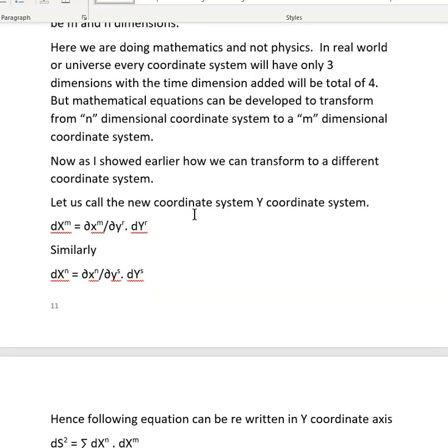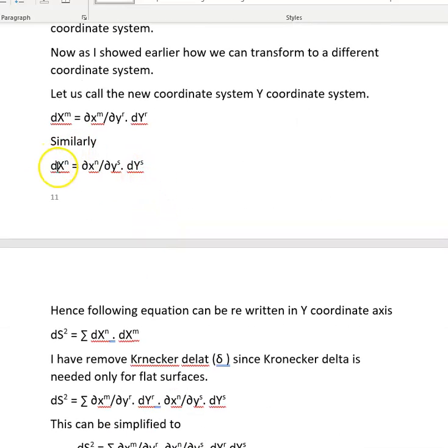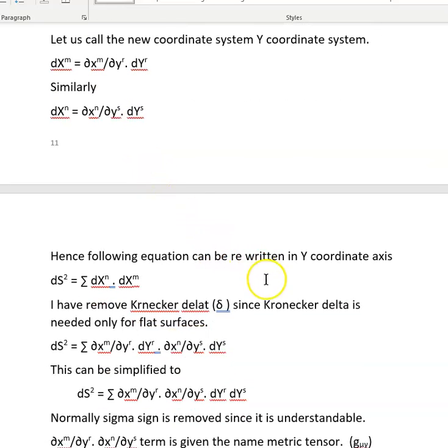In mathematics, you could take any dimensions, whether they exist in another universe, somewhere, reality, it doesn't matter. Now, as I showed earlier, we can transform to different coordinate systems. Let us call the new coordinate system the y coordinate system. So dx_m is the partial of x with respect to y_r dy_r. Similarly, we get dx_n is the partial of x with respect to y_s dy_s. Hence, the following equation can be written in y coordinates.